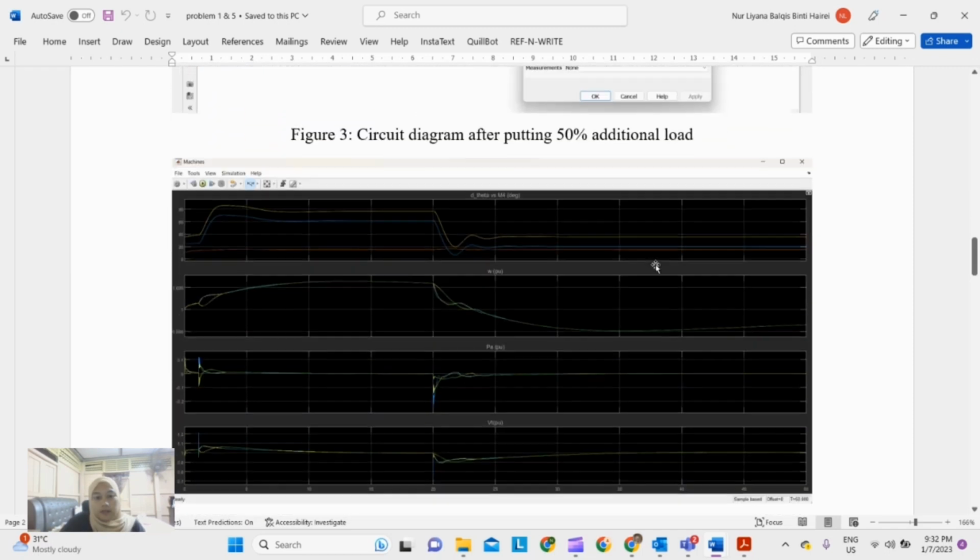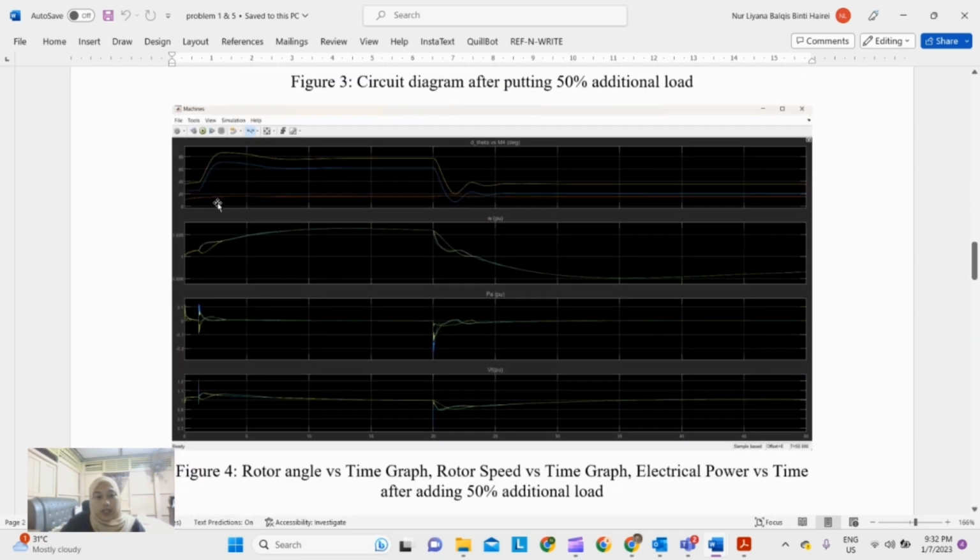Okay, as you can see, this is the graph after I've run the simulation. At 20 seconds, there is a disturbance here due to the sudden increment of the load at bus 7.